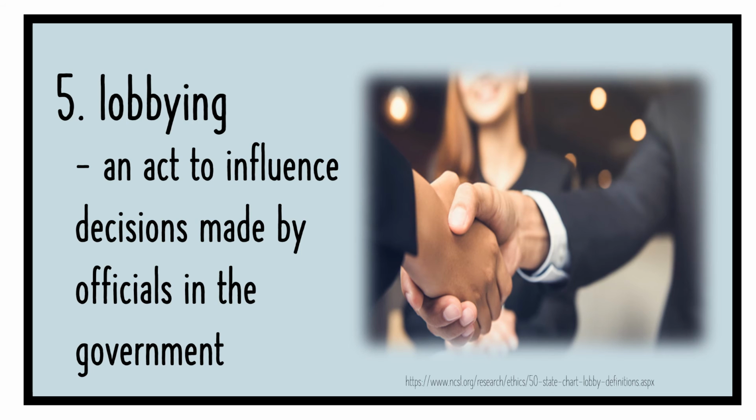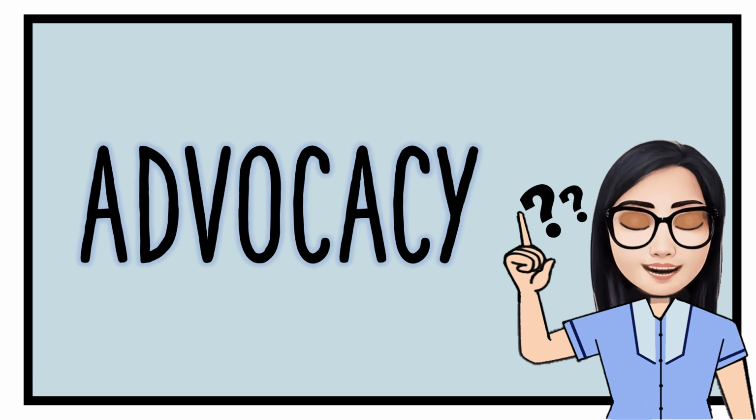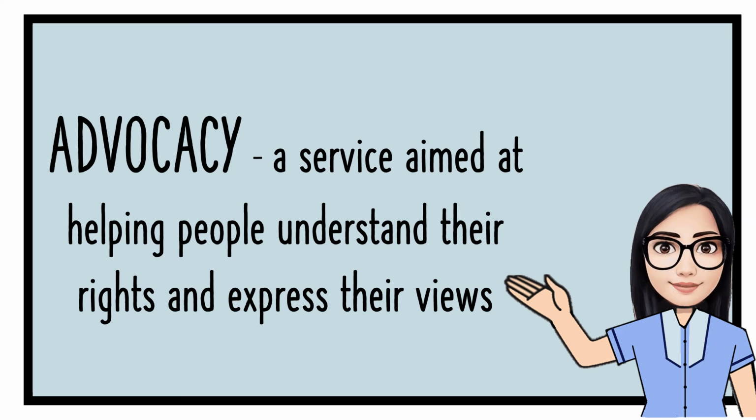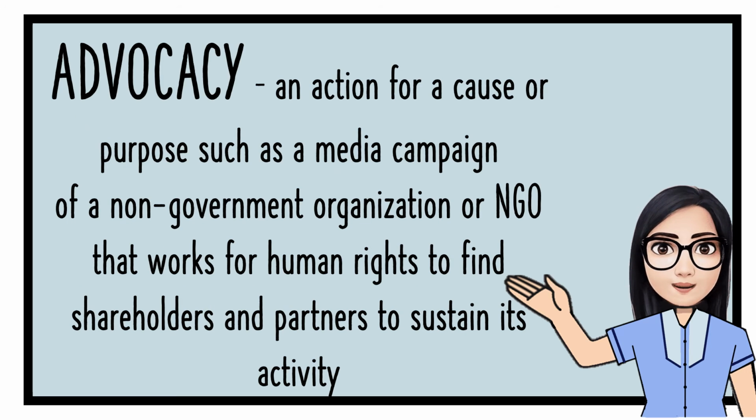Number 5 is lobbying. Lobbying is an act to influence decisions made by officials in the government. It is very effective since it points directly to the legislator and regulatory agencies. What about advocacy? What language do we use? What is advocacy? Advocacy is a service aimed at helping people understand their rights and express their views. Advocacy is an action for a cause or purpose such as a media campaign of a non-government organization or NGO that works for human rights to find shareholders and partners to sustain its activity.